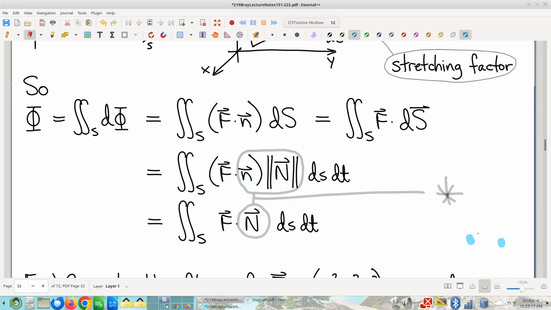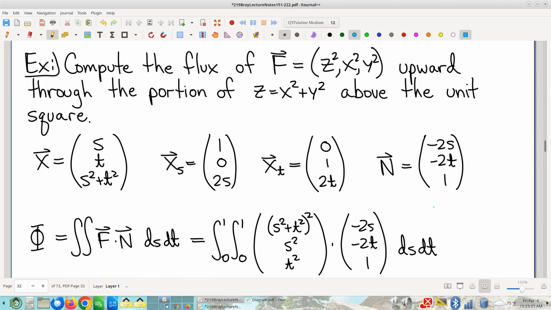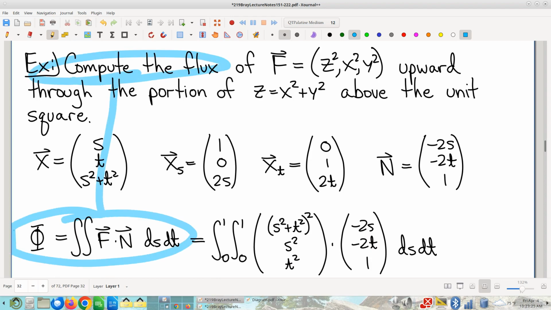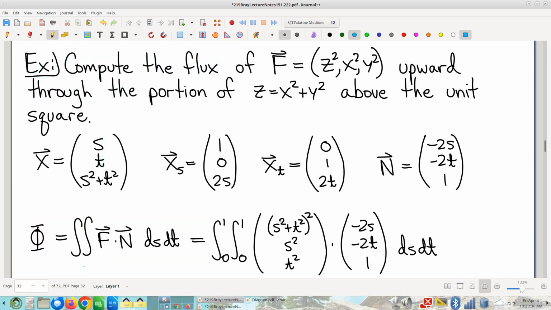Okay. All right. So, example. The question is to compute the flux. You'll notice that when it comes time to doing the calculation, the very first thing I write down is our brand new formula for how to compute flux, pulling back through a parametrization. We have a vector field given. Cool. We have a surface given. Fine. The surface is a graph.